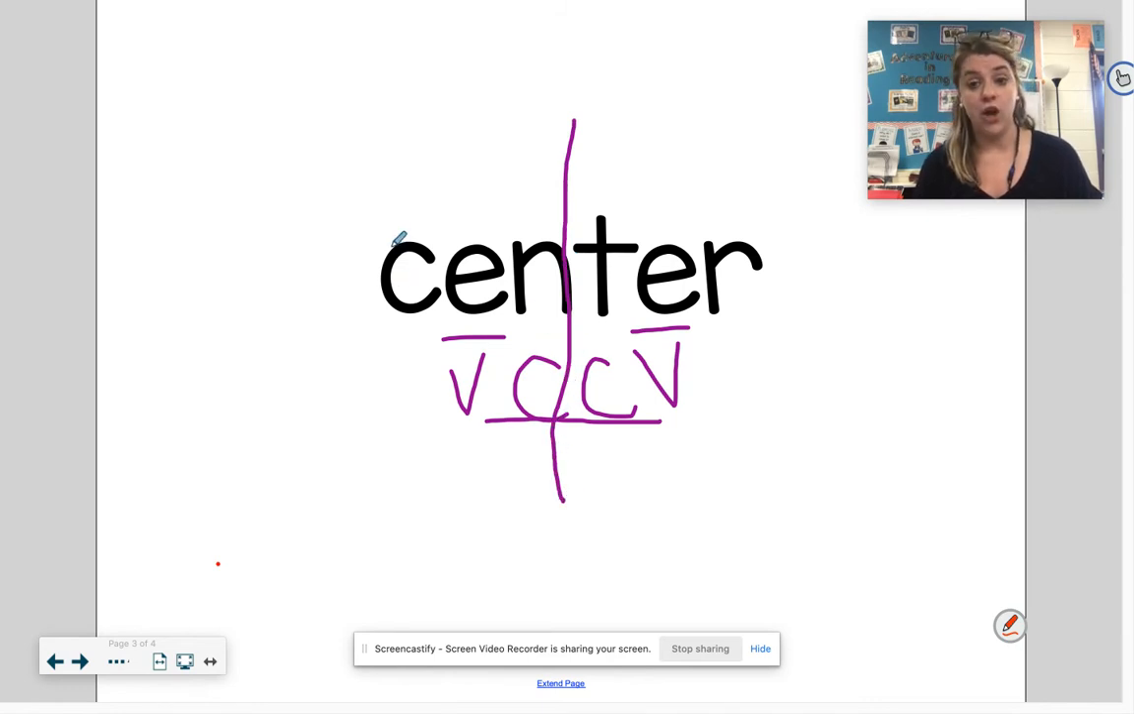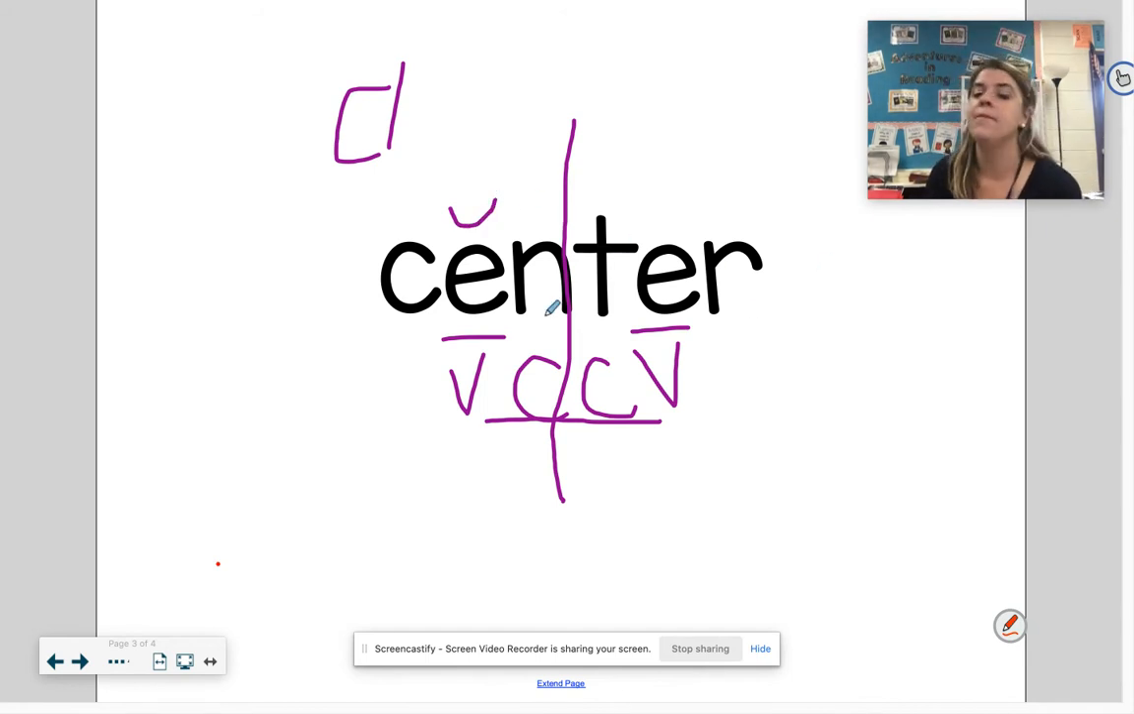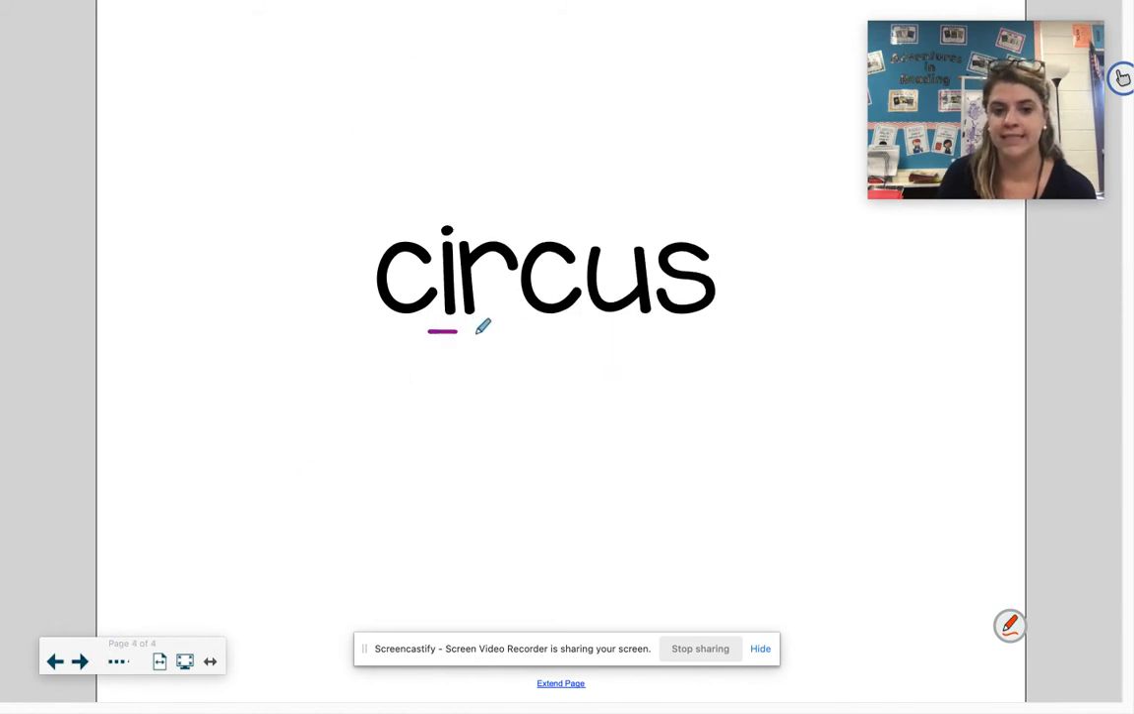Now, let's look. Is it open or closed? Here we go. Here's my vowel. There's a consonant sound. Is it open or closed? Closed. So my E is going to say eh. Now, this one is a new type of syllable that we haven't talked about. We're not going to focus in a lot on it. It's called an R-controlled vowel syllable. So this E doesn't say eh. This is going to be that syllable. All right? So we have enter, center. Good job. And our last one, circus.